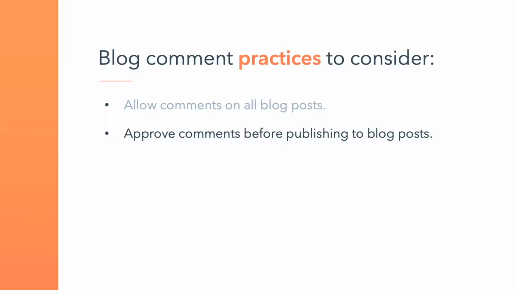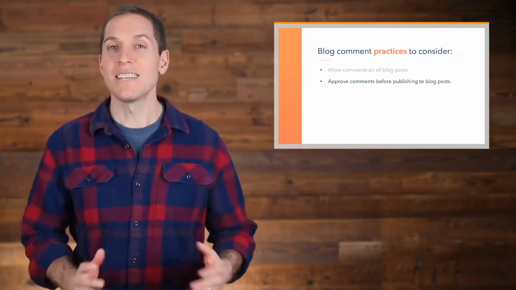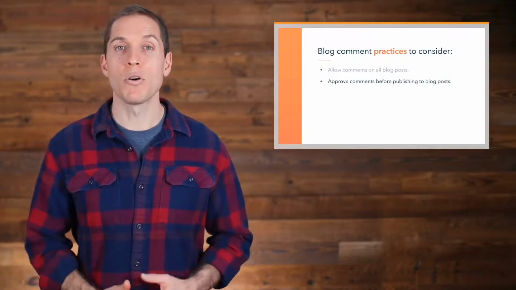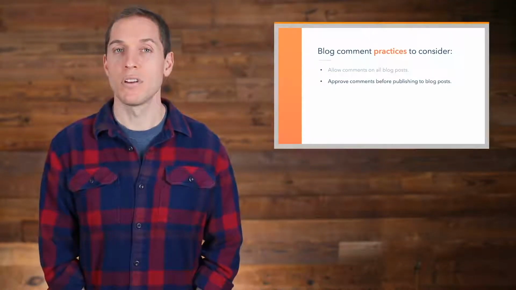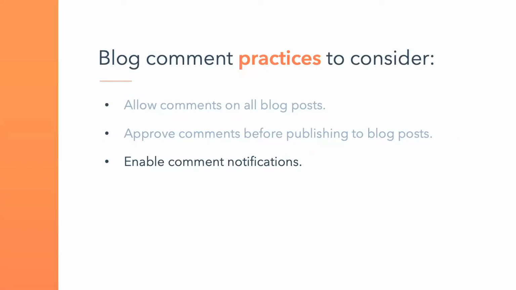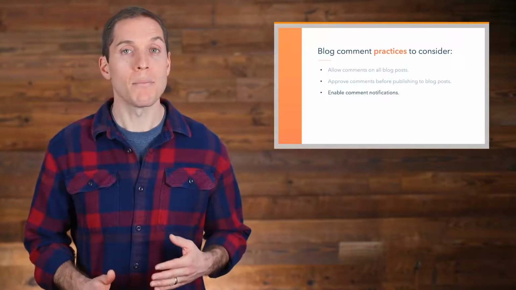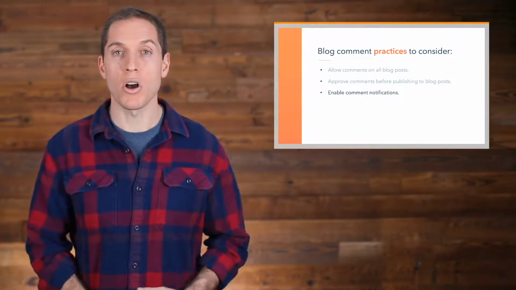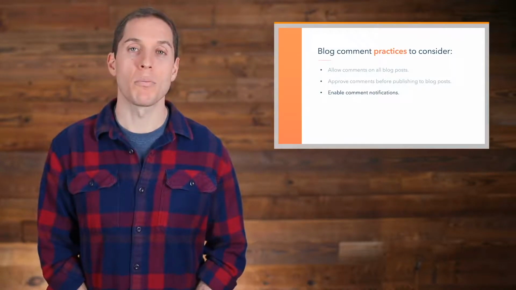Approve comments before publishing to blog posts. This setting makes sure that the blog author reads and approves the comments before they're posted publicly on the blog post. Enable comment notifications. This will make sure you do not miss a comment on your blog post. Notifications will let the blog author know when someone comments on their post.